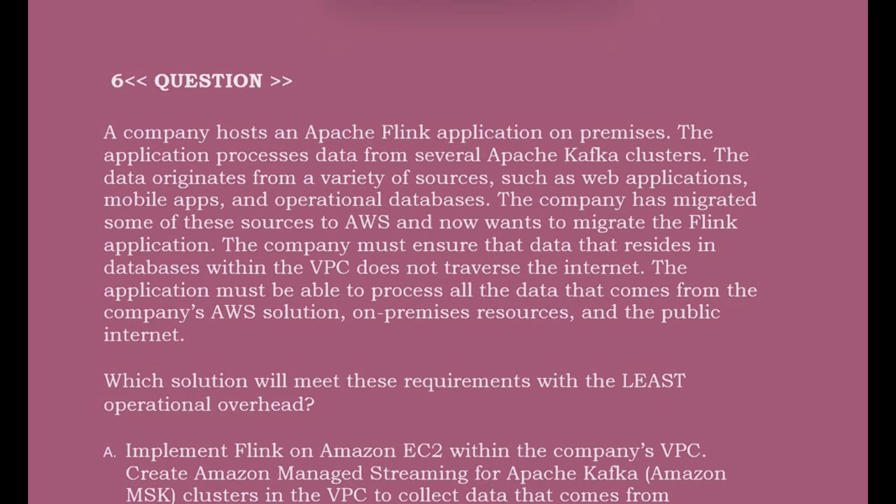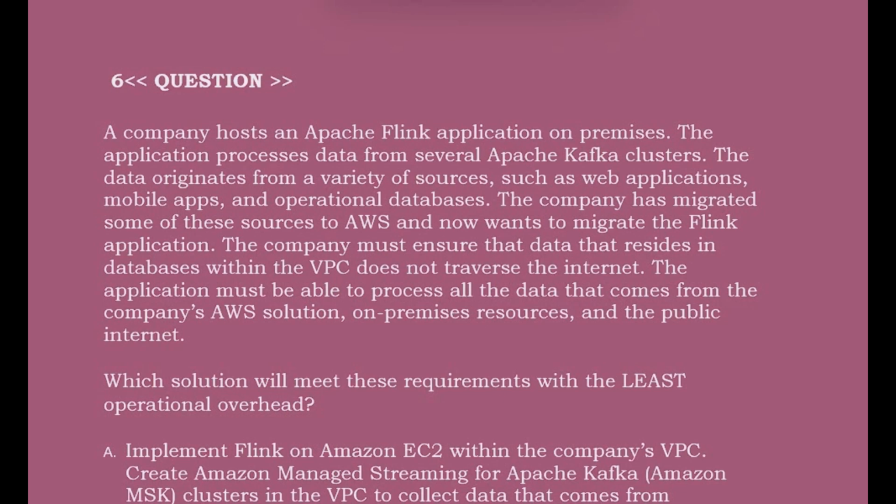Question is, a company hosts an Apache Flink application on premises. The application processes data from several Apache Kafka clusters. The data originates from a variety of sources such as web applications, mobile apps, and operational databases. The company has migrated some of these sources to AWS and now wants to migrate the Flink application.